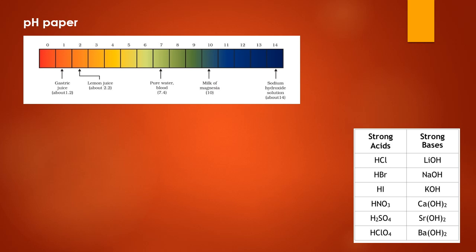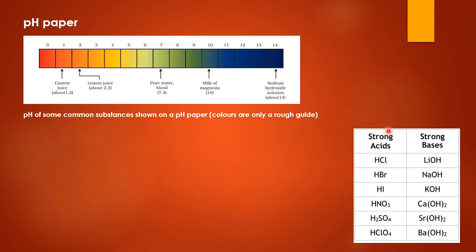pH paper. pH paper also gives us a rough idea, by showing colors, about the acidic or basic property of any substance. On pH paper, we can see the colors from red to blue: dark red, light red, orange, yellow, greenish, dark green, light blue, and dark blue. Dark blue shows highly basic property, and dark red shows highly acidic property. That is not the exact idea about the strength of acid or base, but we can get a rough idea about the acidity or basicity of the substance.